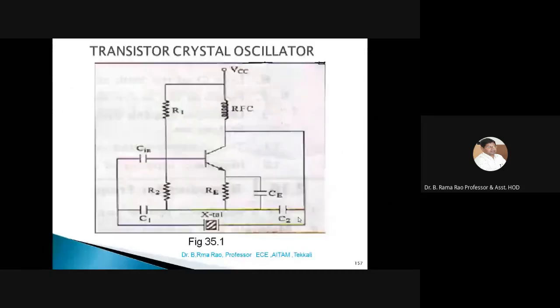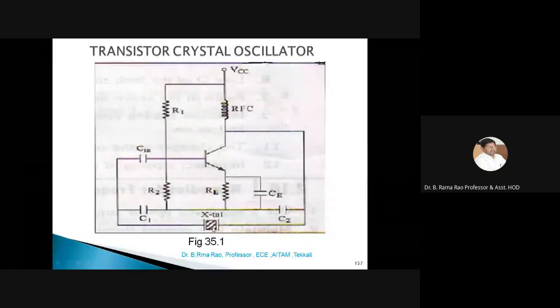Now we are going to see the circuit operation. How are we going to construct the circuit? What is the circuit of the crystal oscillator? If you observe this figure, it consists of two parts: one is the amplifier part, and the other is the tank circuit part.